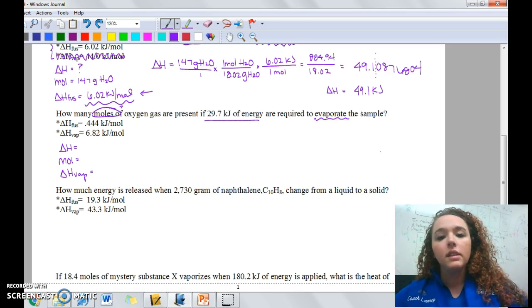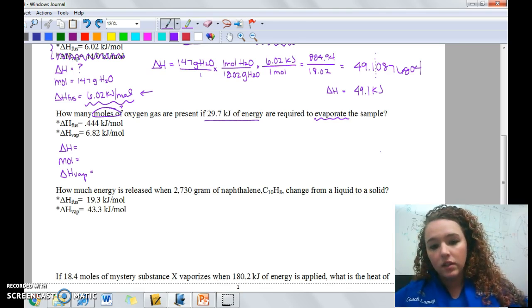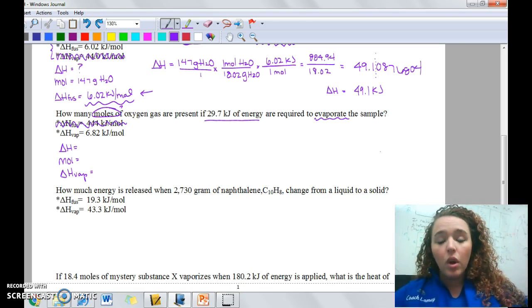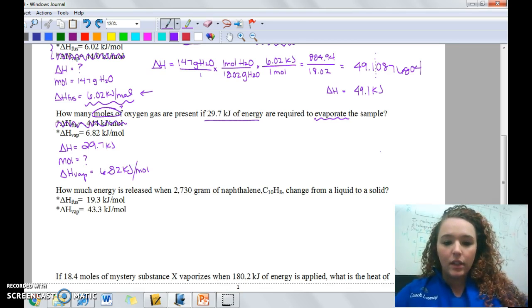Evaporation is really similar to boiling, where we're going from the liquid phase to the gaseous phase. So what that tells us is we are going to be using our delta H of vaporization. And the easiest thing to do is just go ahead and plug in the information that we know. Delta H is the energy, 29.7. We're solving for moles, and our delta H of vaporization is given to us, 6.82 kilojoules per mole.